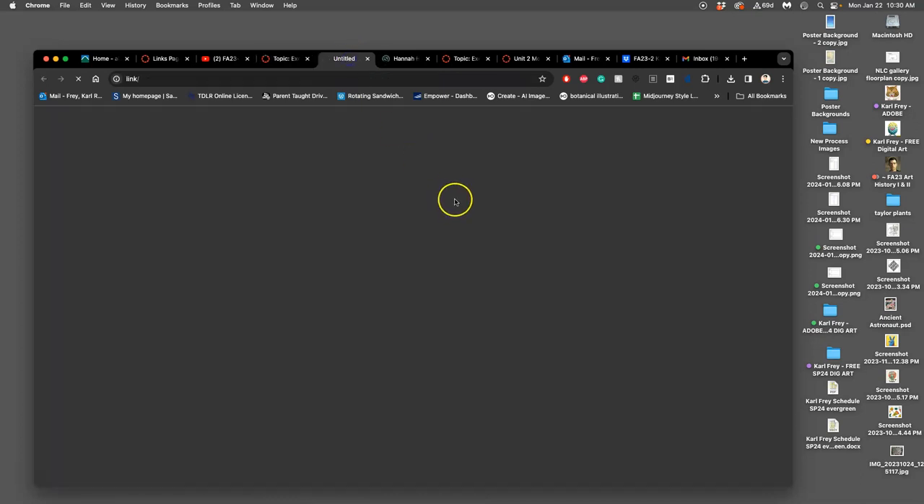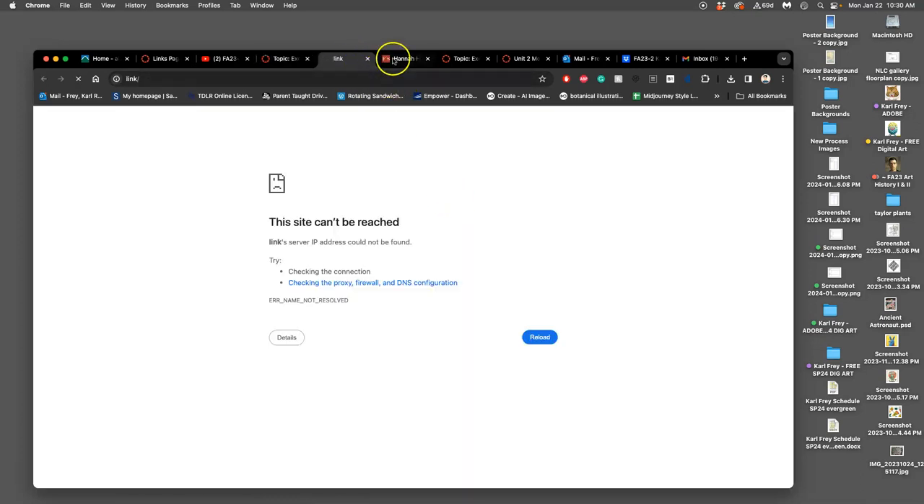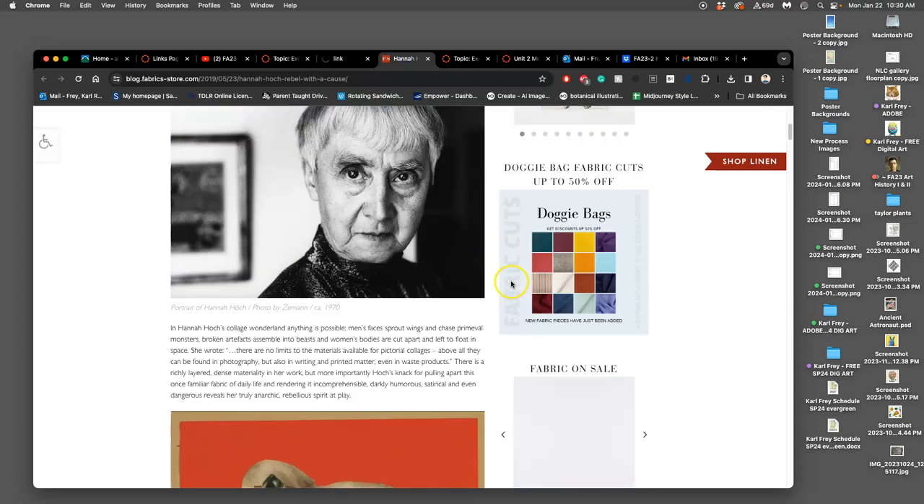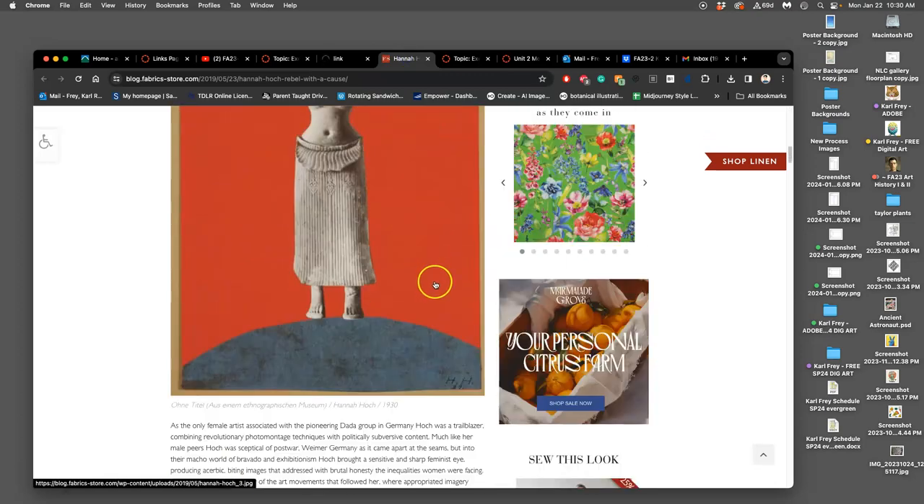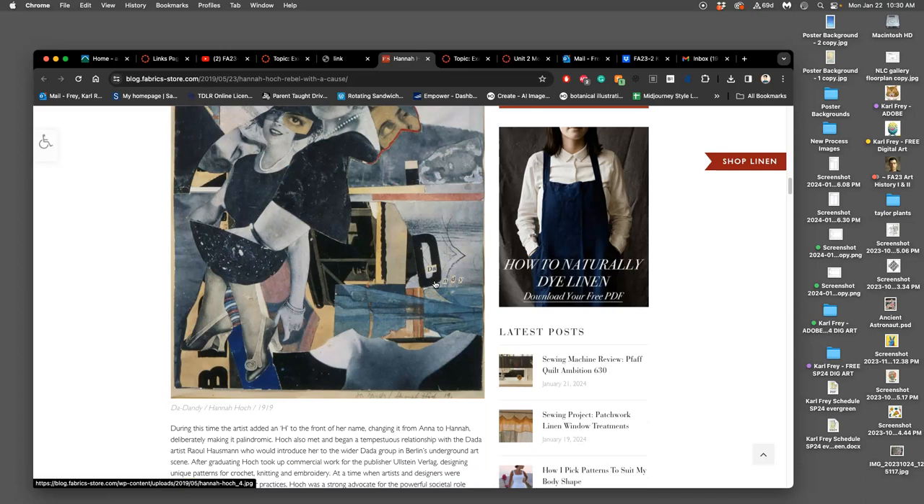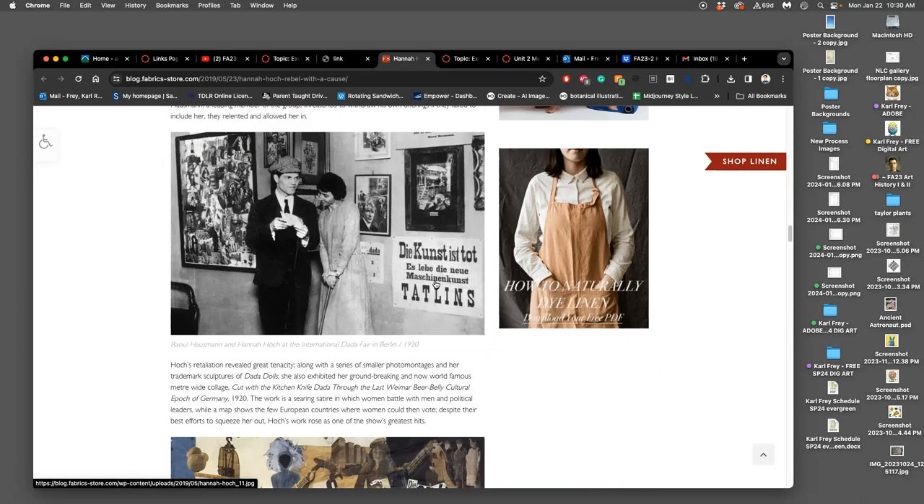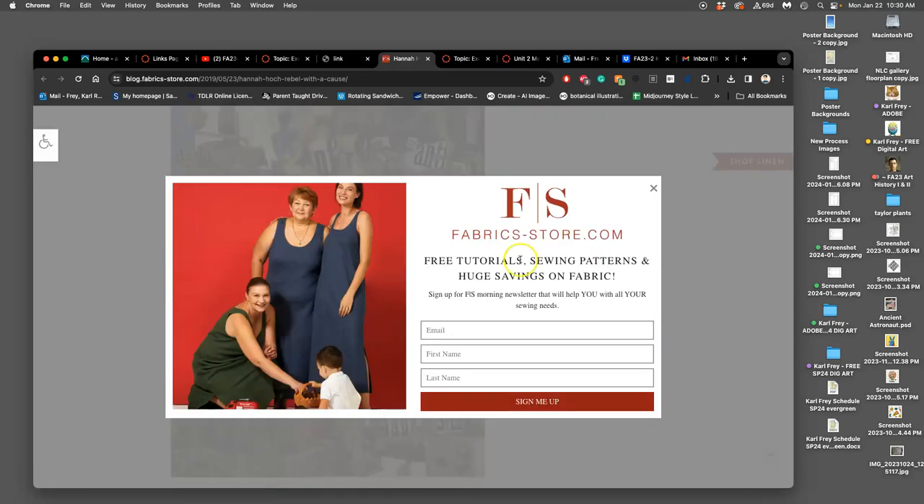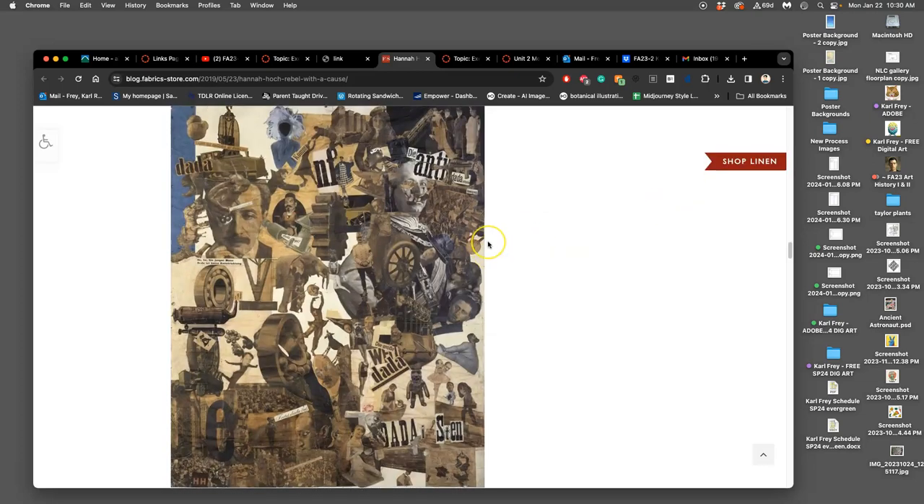Art historically, this is the kind of, sometimes the links break. This is the kind of collage work that you'll see in fine art museums, right? But this is not done digitally. This is all done by hand.